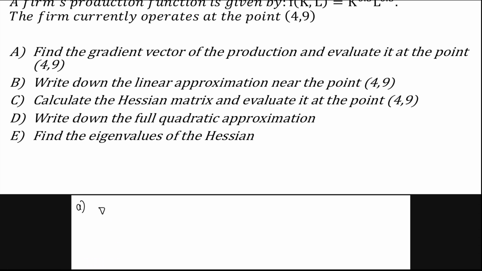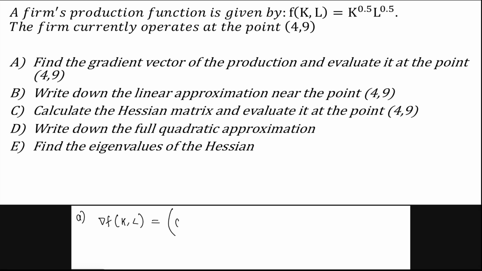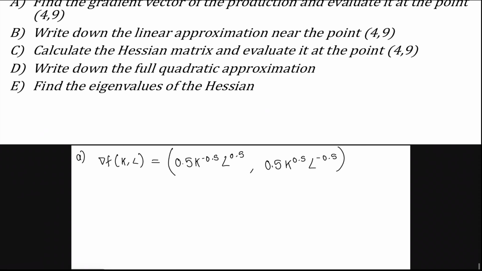So the gradient of our function, we have done this many a time now, which is (0.5 k^−0.5 l^0.5, 0.5 k^0.5 l^−0.5). And if we sub in (4, 9), we get 3/4 over here, and then 1/3 over here.